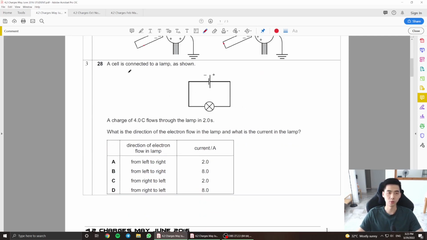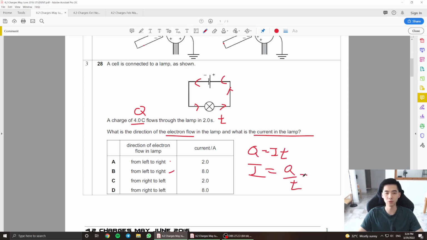Alright. Then question number 3. A cell is connected to a lamp as shown. A charge of 4 coulombs, this is going to be Q, flows through the lamp in 2 seconds. What is the direction of electron flow in the lamp, and what is the current in the lamp? First and foremost, you have to understand that electrons flow from negative to positive. So obviously it's going to be from left to right here. And after that, current is going to be Q equals IT, so I equals Q over T, which is essentially 4 divided by 2, which in this case will be A as the answer here, guys.